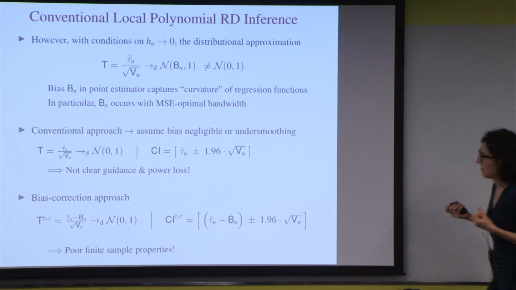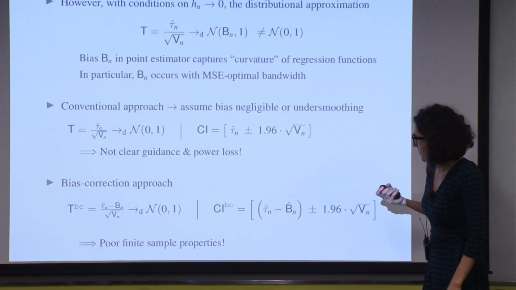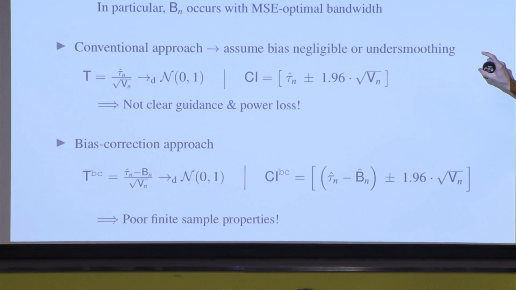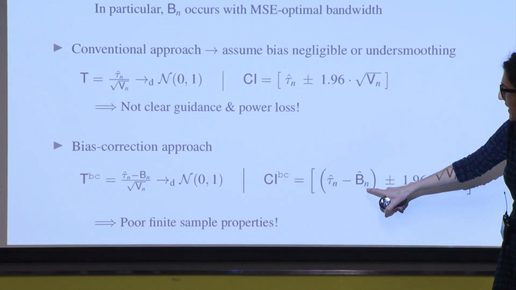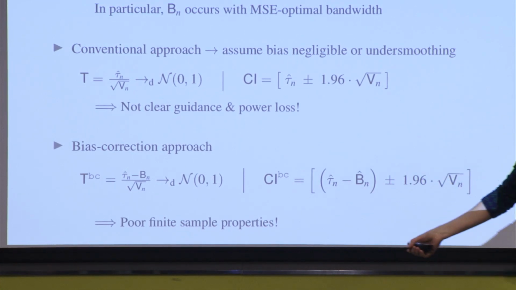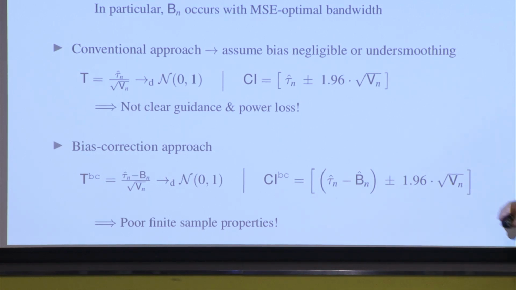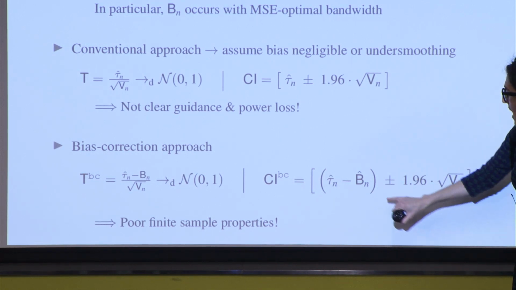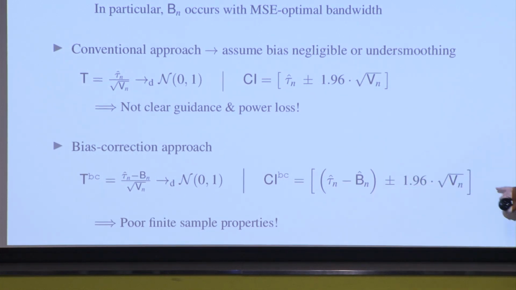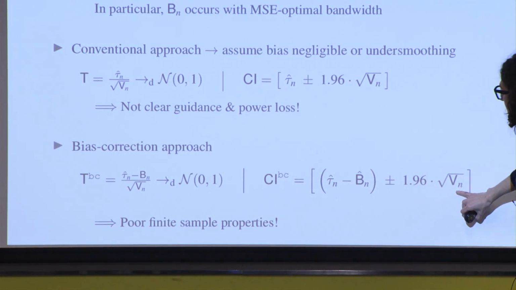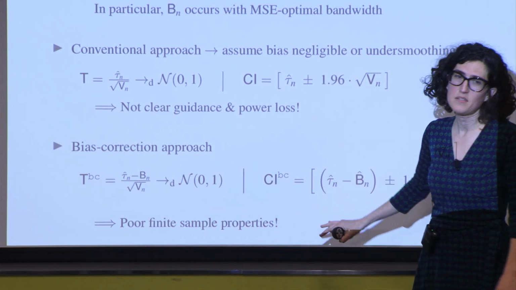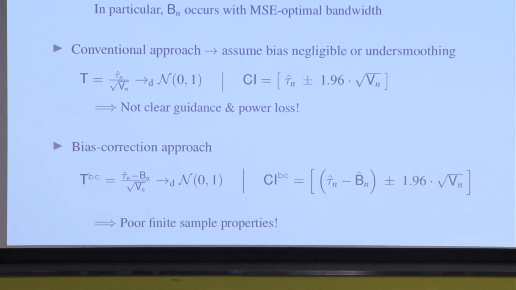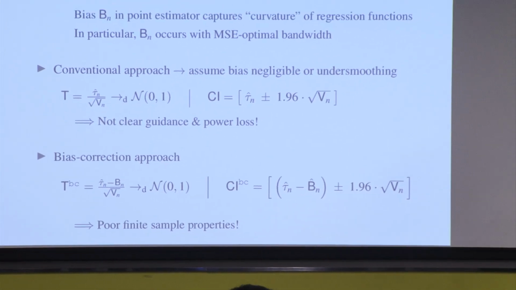So what's an alternative? An alternative is to go ahead and estimate this bias. And this is a technique called bias correction that is quite common. So what we can do is we estimate the bias and manually remove it from the point estimator, and then build this confidence interval. And this bias correction approach is valid and gives you asymptotically valid confidence intervals. But the issue with this approach is that it doesn't really work in finite samples very well. And applied researchers who use this can tell you.